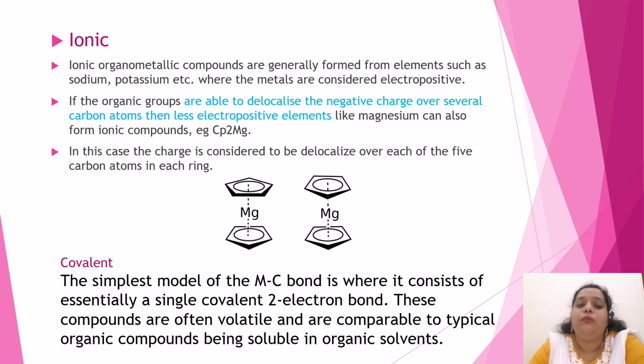If the organic groups are able to delocalize the negative charge over several carbon atoms, then less electropositive elements like magnesium can also form ionic organometallic compounds. If you talk of covalent ones, the simplest model is the metal-carbon bond, which consists of essentially single covalent two-electron bonds, with one electron from one atom and the other from the other. These compounds are often volatile and comparable to typical organic compounds, being soluble in organic solvents.